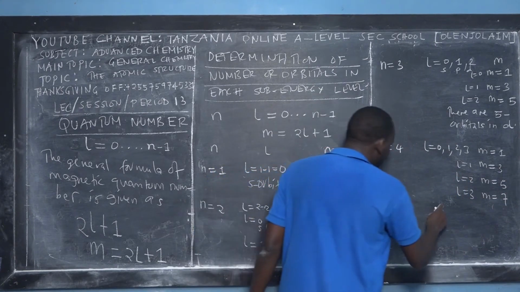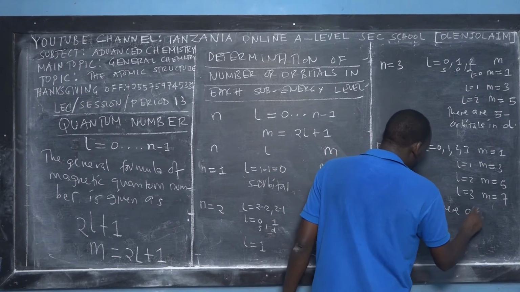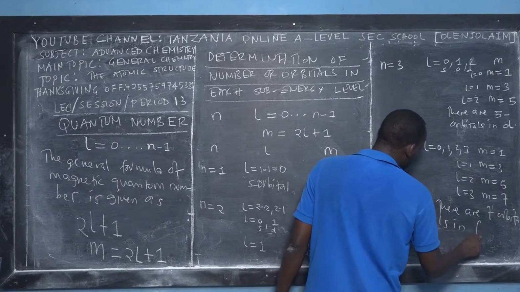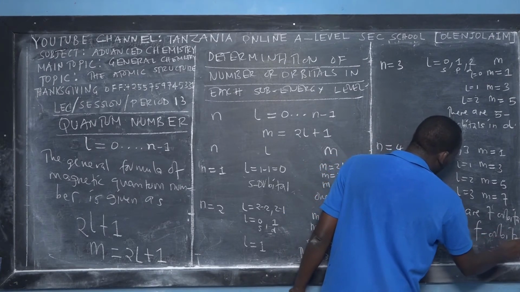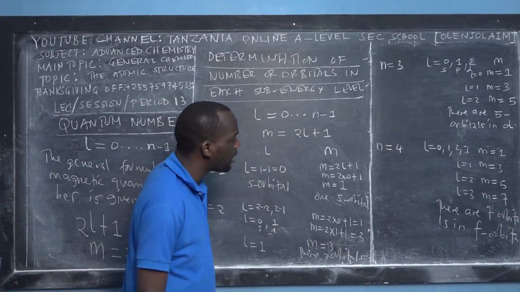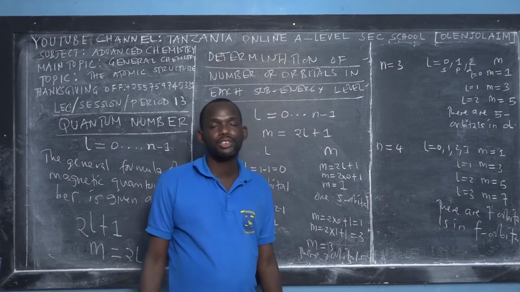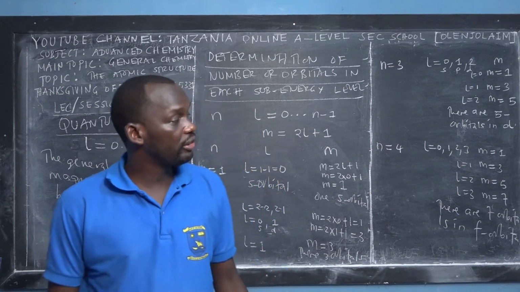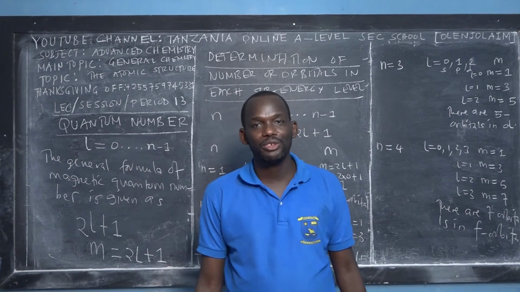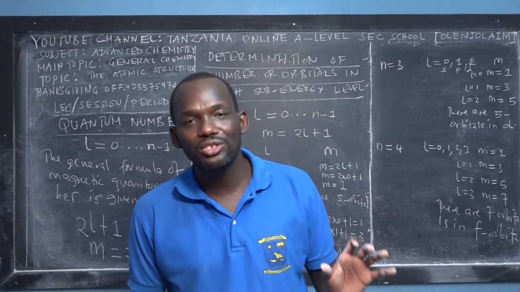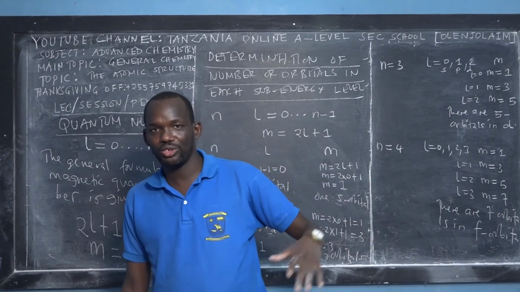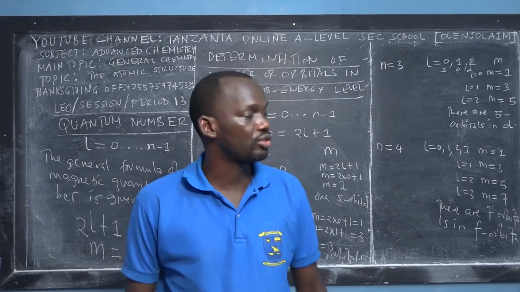So what does it mean? We say that for this case, there are 7 orbitals in F sub-energy level. What is the meaning of orbital? An orbital is a place where we expect, or there is the highest probability, to find electrons. So when we fill electrons in the shells, we don't fill them just generally, the way we taught you in O level. We fill electrons into particular orbitals. That's why we are expanding your knowledge of atomic structure from the fundamental concept that you have.